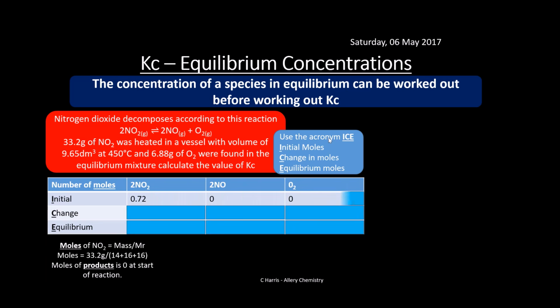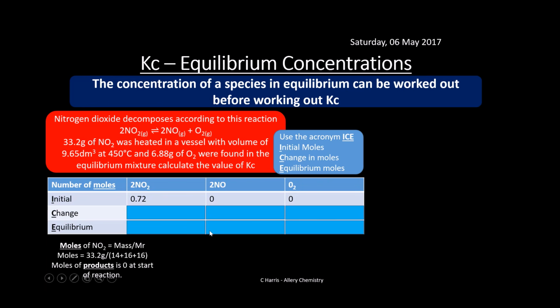So what we're going to do first is say, right, how many moles do we have at the start of the reaction, initially? So the moles of NO2, remember, is mass over Mr. The mass of NO2 was 33.2 divided by the Mr of NO2, which is 14 plus 16 plus 16, and that gives us 0.72. Now the number of moles of product is 0 because the reaction is right at the start. We haven't produced any product yet. So we have loads of reactant, no products.